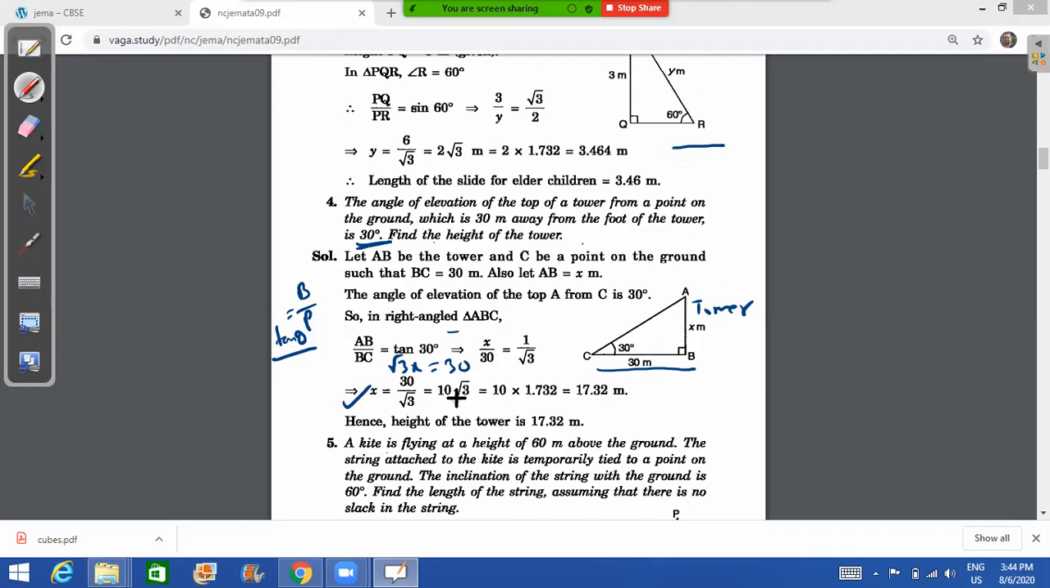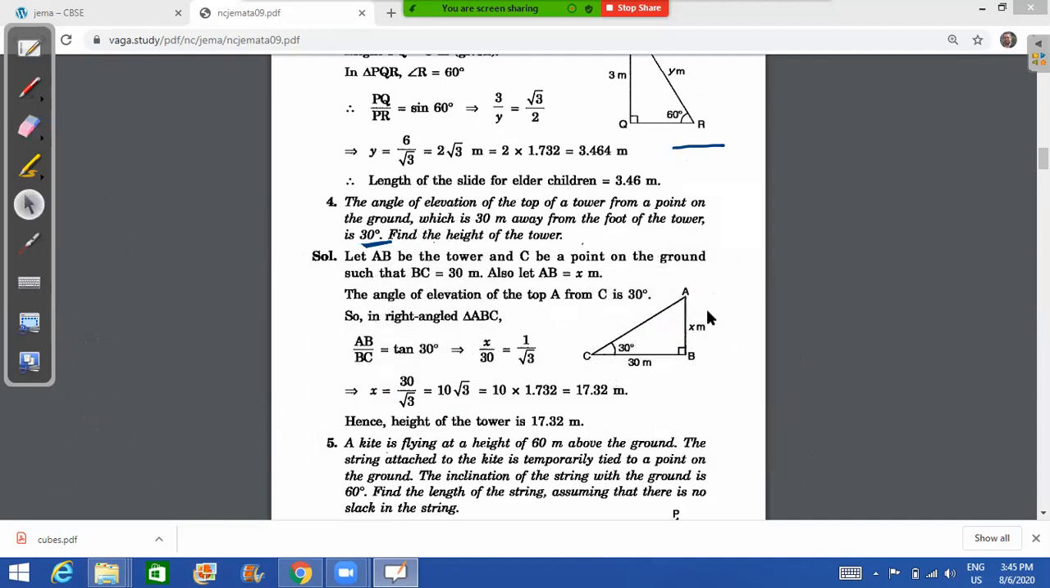Now we rationalize this. 30 upon root 3, when rationalized, gives 30 root 3 by 3. When you cancel this, you get 10 root 3, and 10 root 3 is the answer. When you want to convert into decimal, I told you the root 3 value is 1.732. You multiply that, and therefore we get the answer as 17.32. So I hope this is clear.